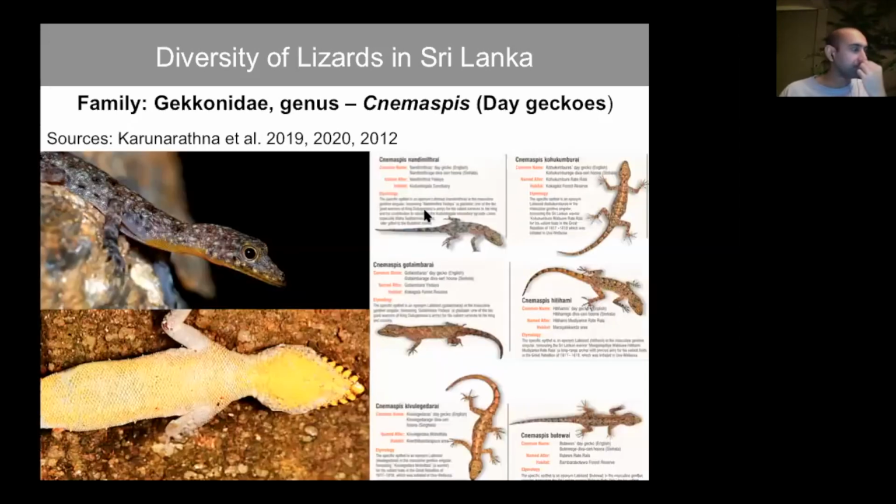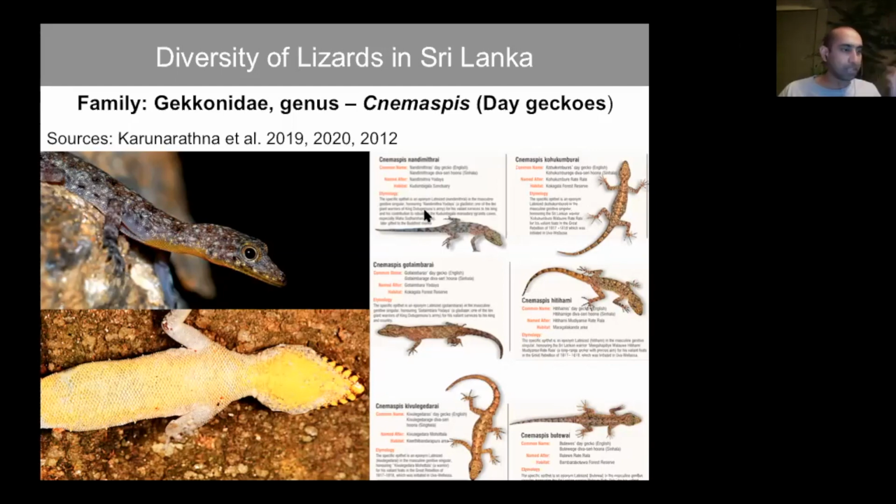These are some of the species that we described between 2019, 2020, and 2012. The males of certain species have extremely bright ventral colors. We have no idea why that is. We've never seen them displaying these colors to females for attraction, but only the males have them. So it seems like a sexual characteristic, but we actually do not know the functionality of this.